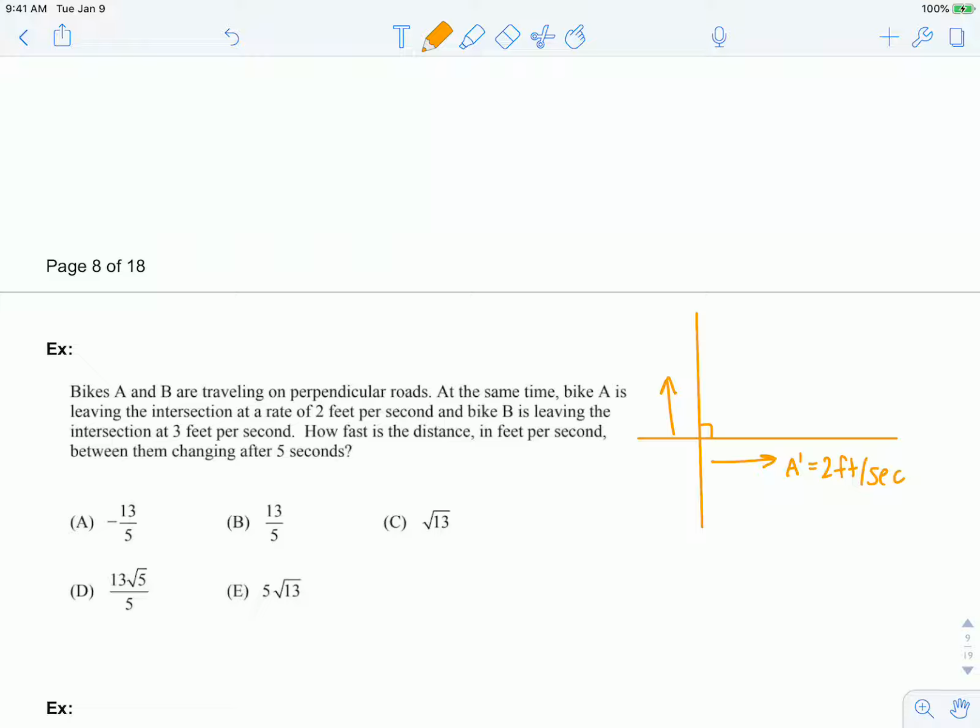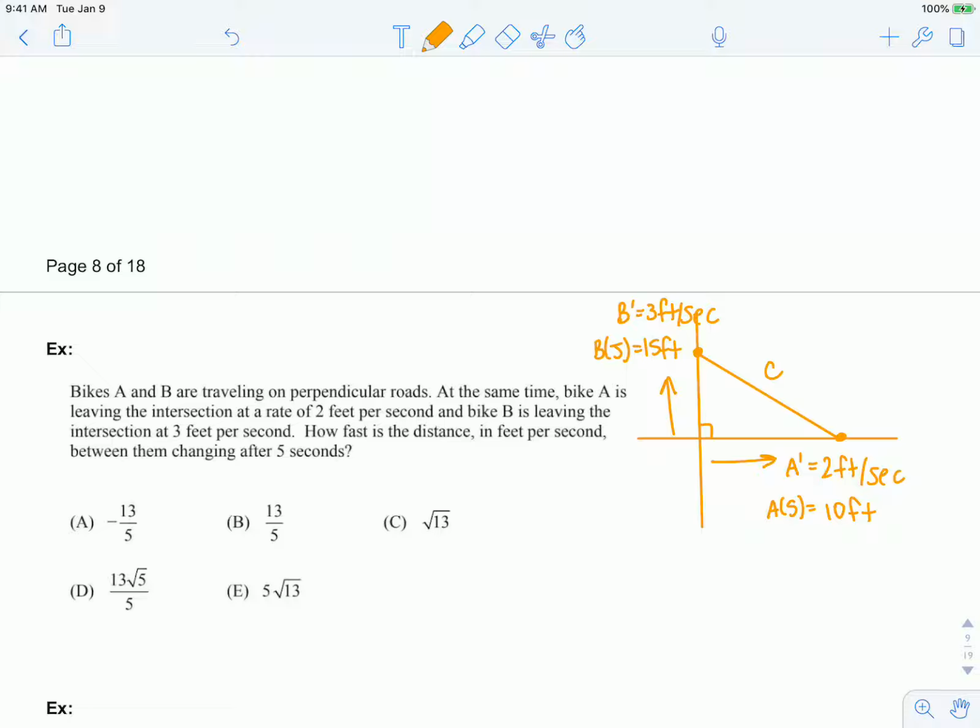So let's say B is going this way. B prime is 3 feet per second. How fast is the distance in feet per second between them changing after 5 seconds? So we think about if A is here and B is here, the distance between them is going to be, let's call it C. At 5 seconds, A of 5 is going to be 10 feet, and B of 5 is going to be 15 feet.